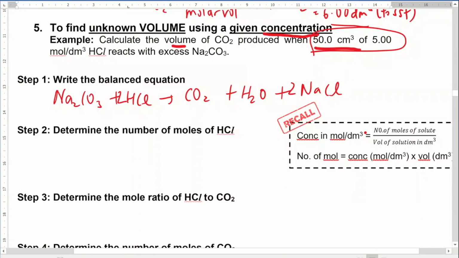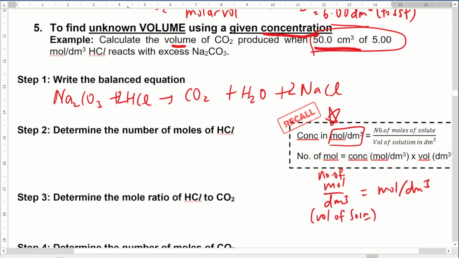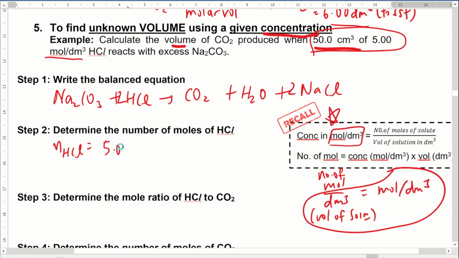So we recall the formula. Now this formula you need to remember. As long as you know this unit, it will be easy for you. You know this unit, mole over dm cube. This is the unit for concentration. This is number of moles, and this is volume of solution. So in this case, my concentration is 5.00 mole per dm cube. So number of moles of HCl will be to multiply this together. I multiply 5.00 mole per dm cube by the volume.